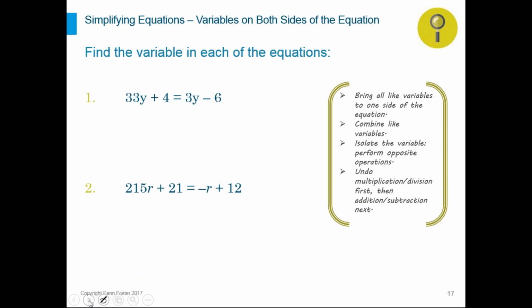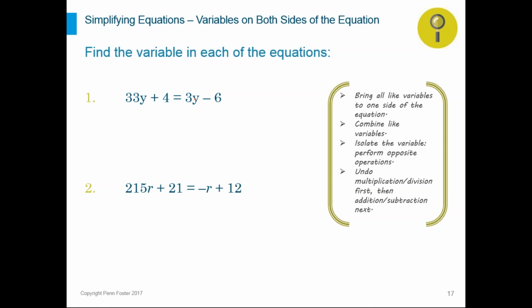or within the unit. Now, 33y plus 4 equals 3y minus 6. There is something special about this equation: not only does y appear twice, but one of the y's appears on the left-hand side and the other appears on the right-hand side. What should we do to solve the equation?